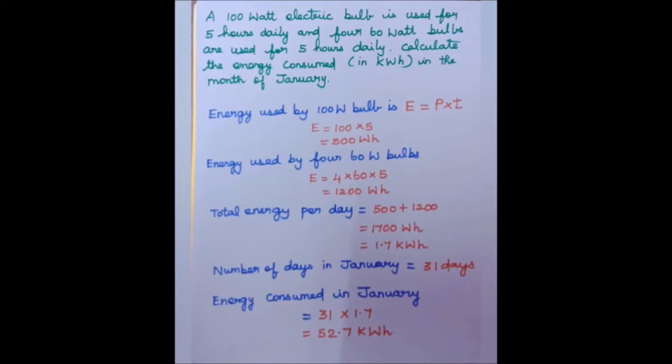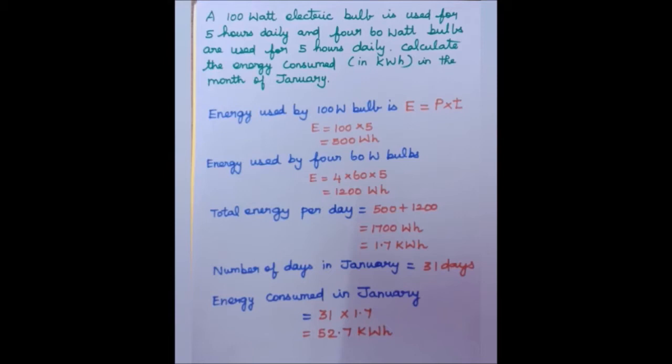Next, energy used by the 60 watt bulbs. So 4 into 60, that is power. Time is 5 hours into 5. We get 1200 watt hour. Total energy per day: energy consumed by the 100 watt bulb is 500 plus energy used by the 60 watt bulbs is 1200. That is equal to 1700 watt hour. We have to convert into kilowatt hour, so divided by 1000 we get 1.7 kilowatt hour.